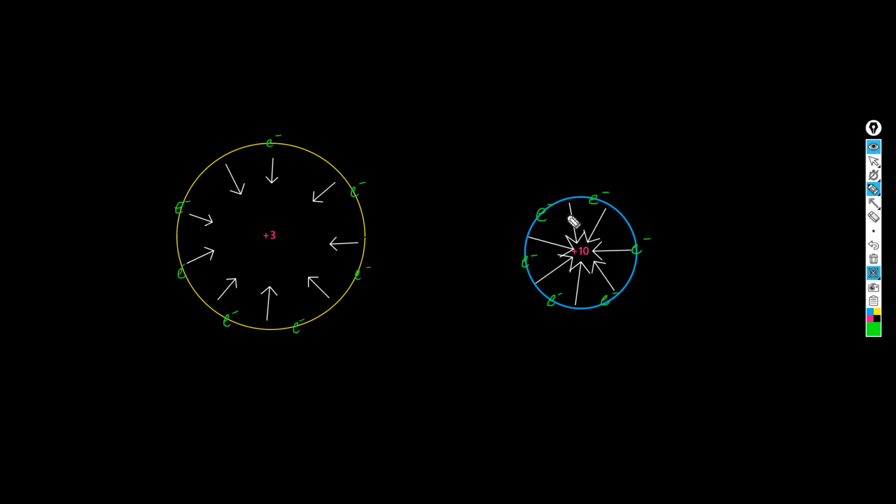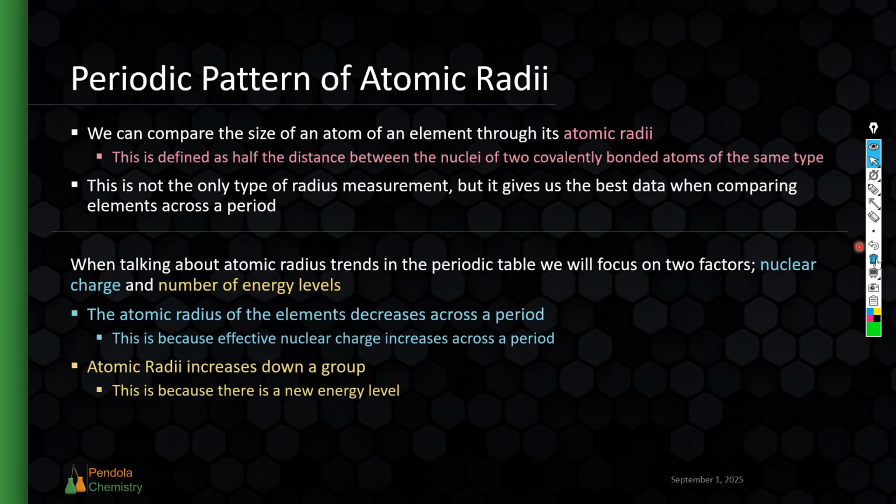So the higher the nuclear charge at the center, going back to our PowerPoint, the smaller the atomic radius is going to be. So again, the atomic radius of the elements decreases across a period, and that is because the effective nuclear charge is going to increase across a period. And we can see that with a periodic table and just looking at the atomic numbers.